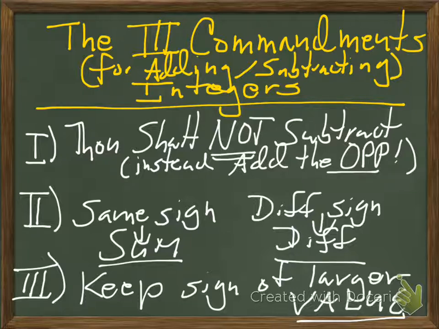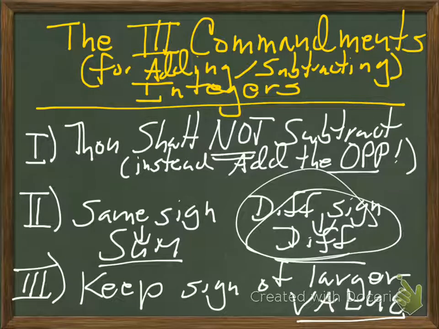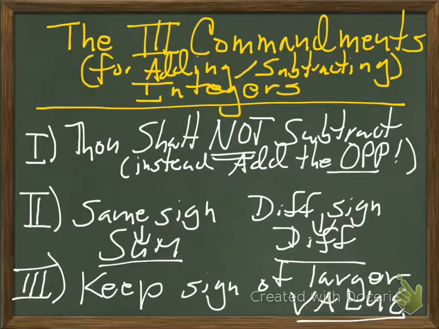And by value, remember that we mean absolute value, so we're looking at just the number part. Whichever number part is bigger, that's the number that's going to win the tug of war. Especially when we're doing a difference problem, that's when the third commandment is really going to matter. We're going to pick the sign of the larger value. Again, this is for adding and subtracting integers, from sections 1.5 and 1.6. This is what you do when you see pluses and minuses.